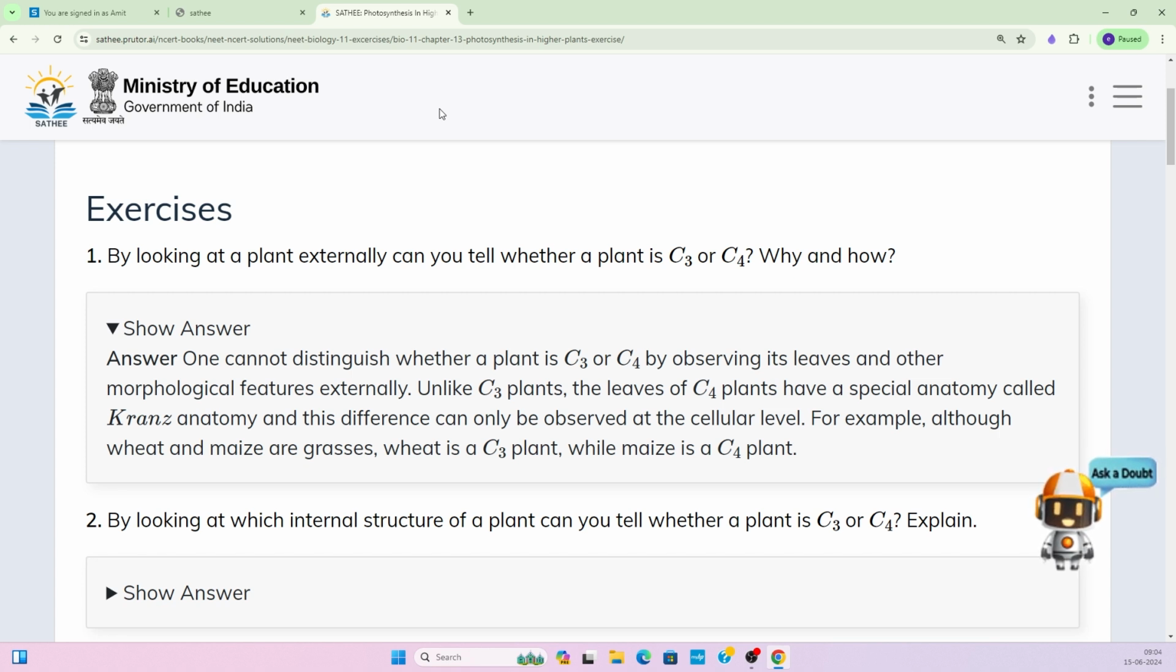So just by looking at the external morphology, we cannot come to the conclusion that the plant is C3 or C4, right? We have to see the internal structure, the anatomical structure, the cellular level structure of the plant, to come to the conclusion whether the plant is C3 or C4 type, right?